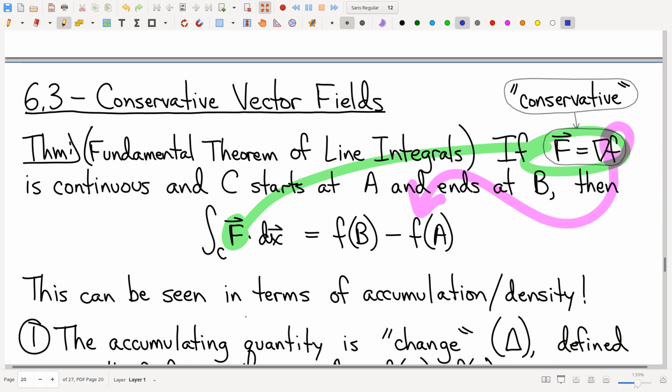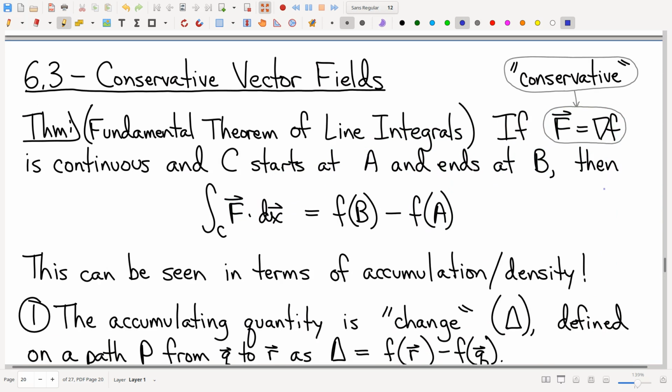I forgot to erase my mess from last class. Sorry about that. We're going to move on now to 6.3.